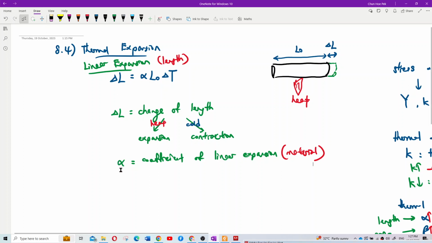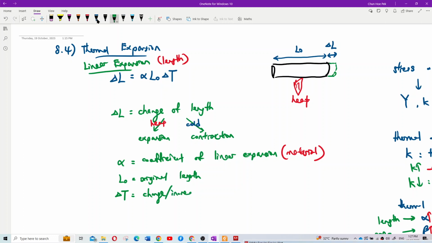So what is L naught? L naught is the original length. And what is delta T? Delta T is change, meaning increase or decrease in temperature. Okay, what's the unit, class? Change of length is meter.